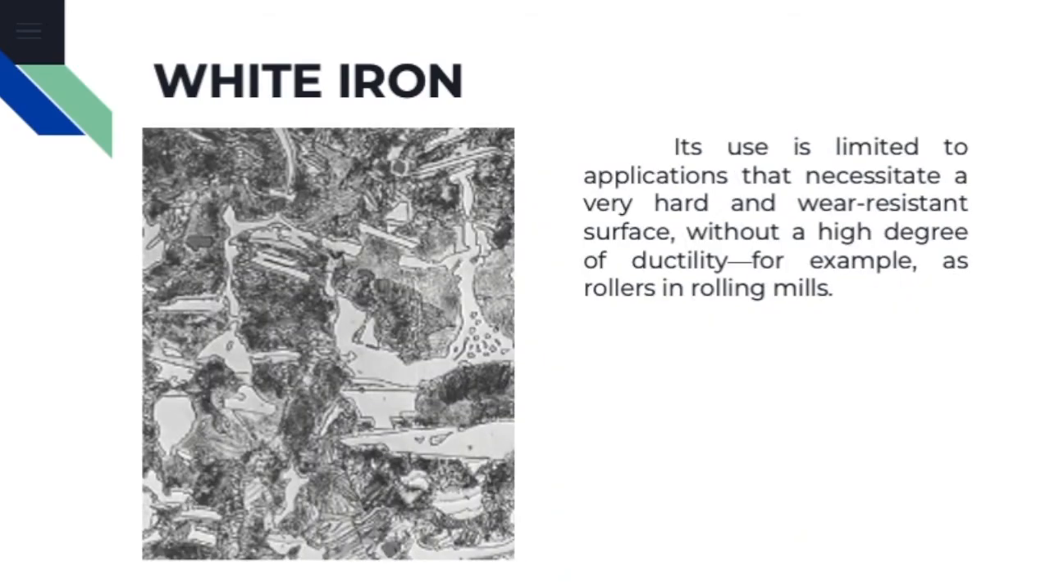Here we have an optical photomicrograph showing the microstructure of white iron. The thick sections may have only a surface layer of white iron that was chilled during the casting process. The gray iron forms at interior regions which cool more slowly. Generally, white iron is used as an intermediary in the production of yet another cast iron, which is the malleable iron. Its use is limited to applications that necessitate a very hard and wear-resistant surface without a high degree of ductility, for example as rollers in rolling mills.